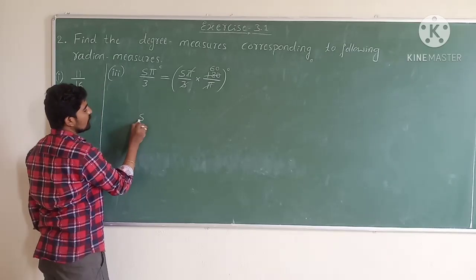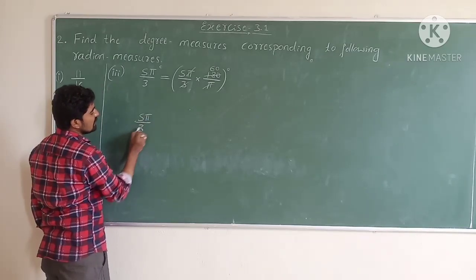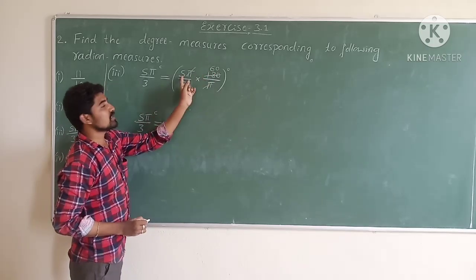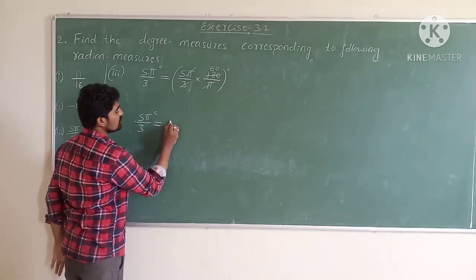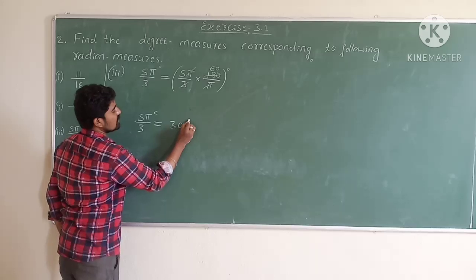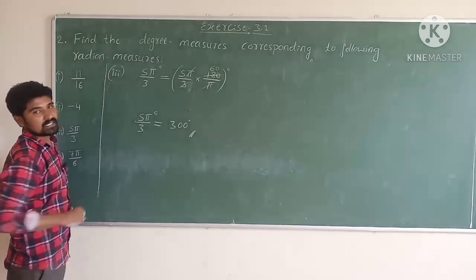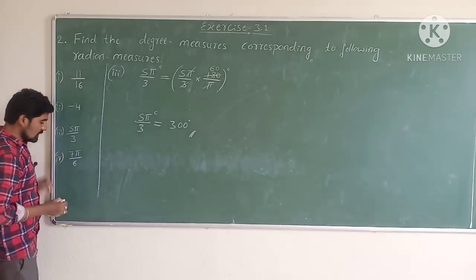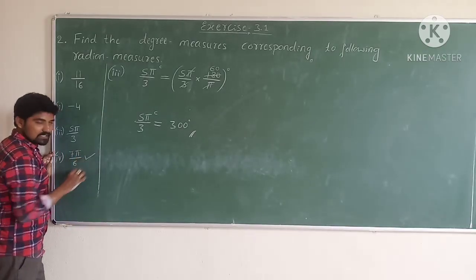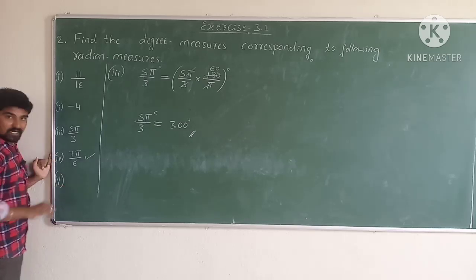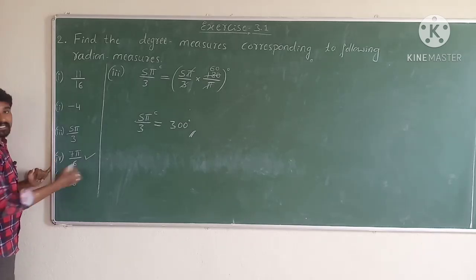Therefore 5 pi divided by 3 radian is equal to 60 into 5. 6 fives are 30, 0 as it is. Therefore 300 degrees. I hope all of you understood. If possible, take note. And one more thing, take this 7 pi by 6 as an assignment and you may get one more question, that is convert 6 radians into degree measure.